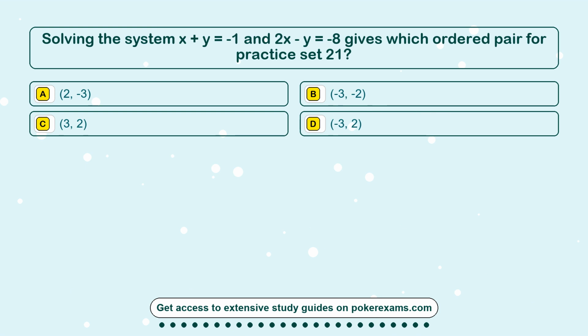Question 12. Solving the system x plus y equals -1 and 2x minus y equals -8 gives which ordered pair for practice set 21? Option A, (2, -3). Option B, (-3, -2). Option C, (3, 2). Option D, (-3, 2).